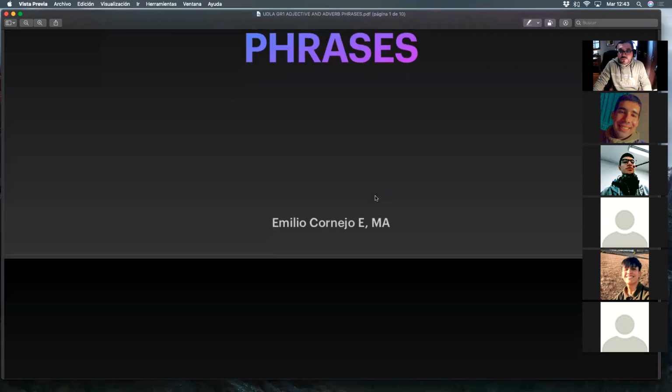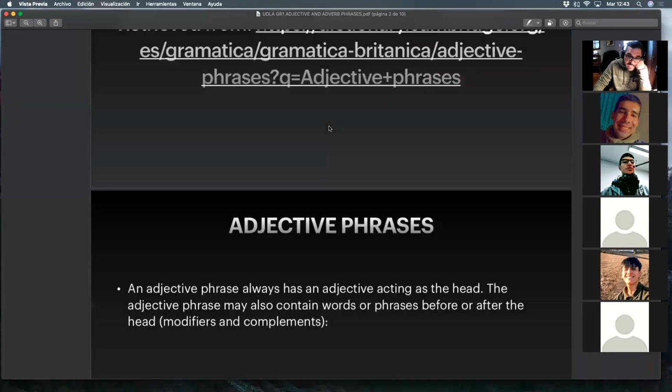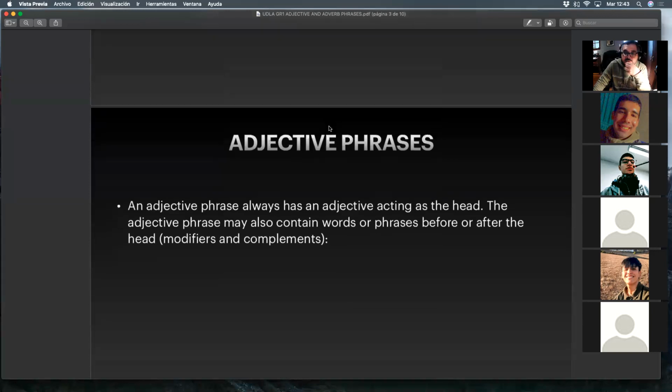Adjective and adverb phrases. So today we're going to deal with this. Again, I retrieved this out of the Cambridge Online Dictionary. And these are adjective phrases. Okay, so an adjective phrase always has an adjective acting as the head. The adjective phrase may also contain words or phrases before or after the head, modifiers and complements.